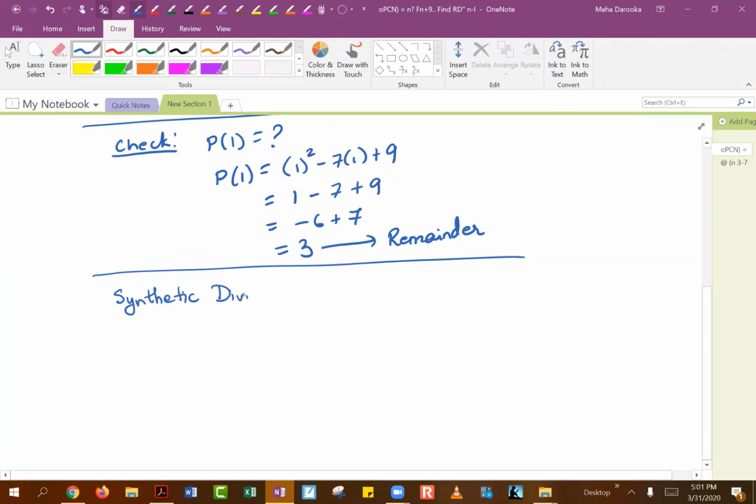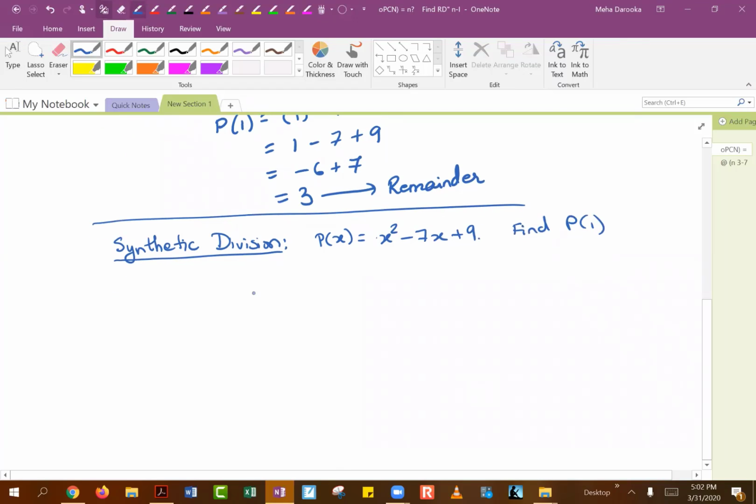So synthetic division, let's go ahead and write down our polynomial expression here. Our original polynomial is x squared minus 7x plus 9, and we are trying to find p of 1. In synthetic division, we start out by drawing this little half box or semi box, whatever you want to call it. Then we take the coefficients from our polynomial. The x squared has a coefficient of 1, my middle term is -7, and my constant term is +9.